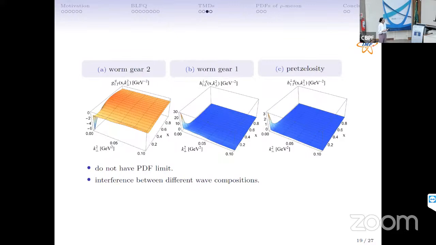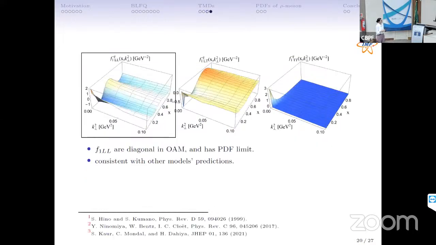These are some other distributions, Worm-gear 2, Worm-gear 1, and the pretzelosity distribution. They do not have this PDF limit, and they have interference between different wave components like the SP wave, PD wave. This is the overlap of S and P waves, and this is the SD waves. Their magnitude is very low because our P wave and D waves are very weak.